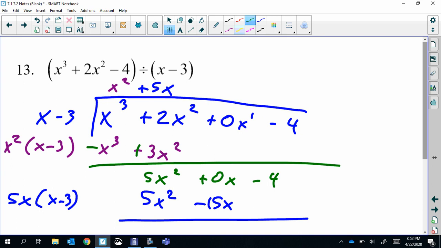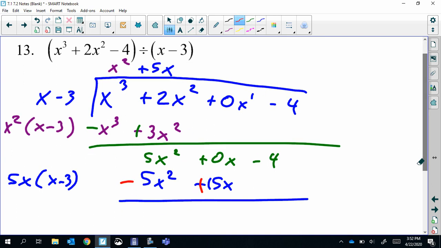And now subtract, which means change the signs. Cancels out. 15x minus 4. And now we're back at the beginning. Divide again. 15x divided by x is 15.